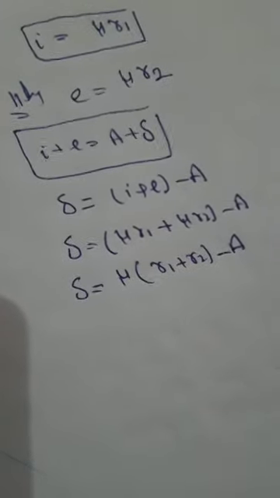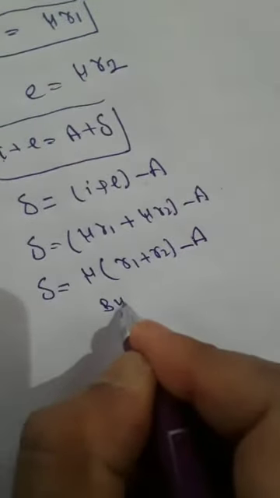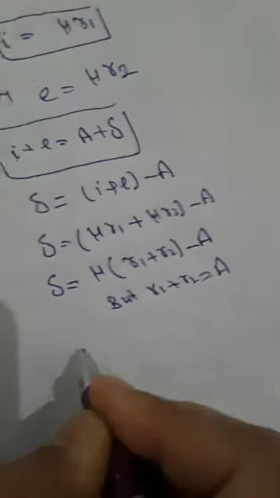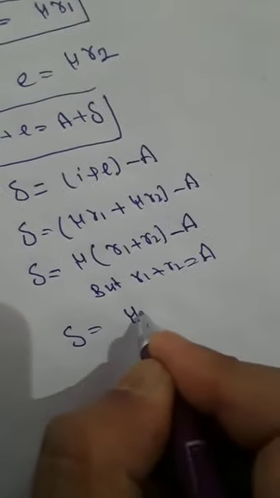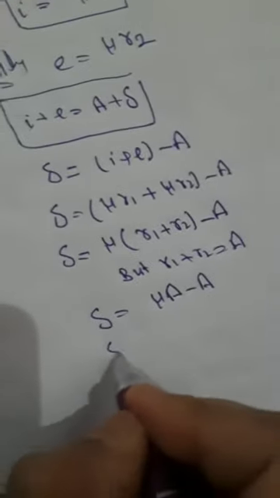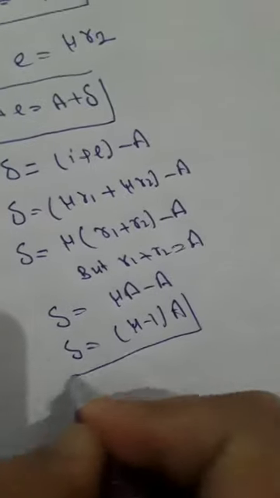But we discussed in the previous classes that R1 plus R2 is equal to angle A, the angle of the prism. Therefore, I can write deviation is equal to mu A minus A. Taking A common, deviation is equal to mu minus 1 into A. This is for the small angle prism.